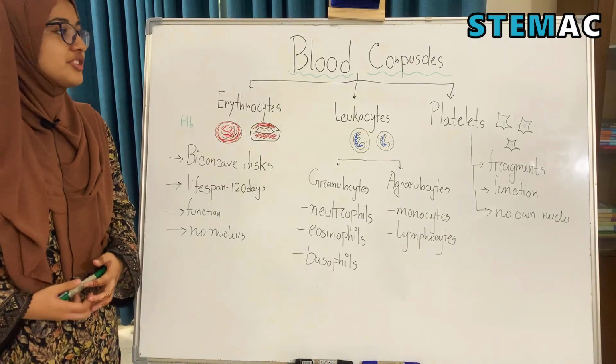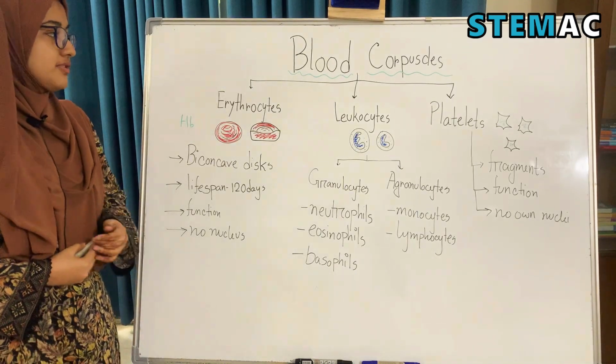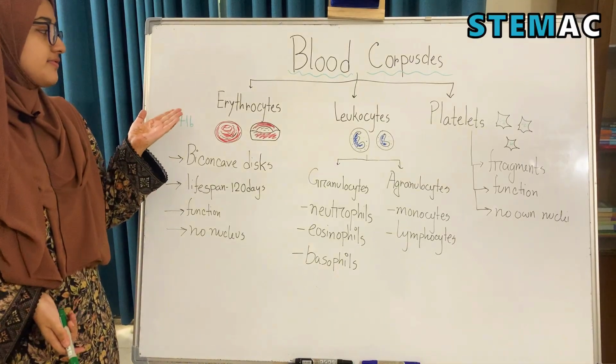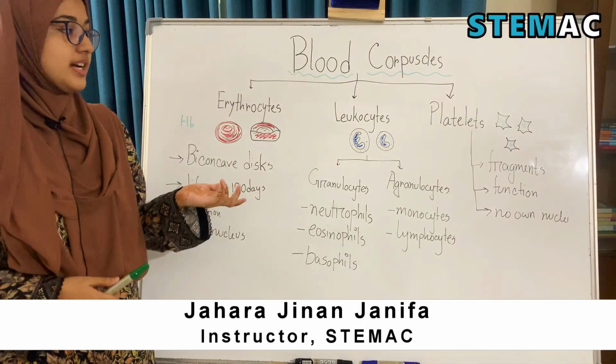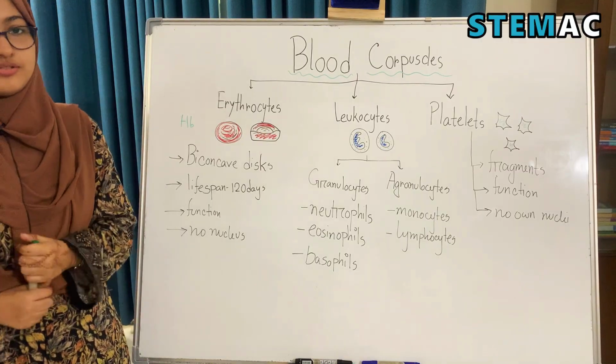So today we are going to talk about the blood corpuscles. There are many types of blood corpuscles. We have here erythrocytes, leukocytes and platelets. First of all, we are going to talk about the erythrocytes.